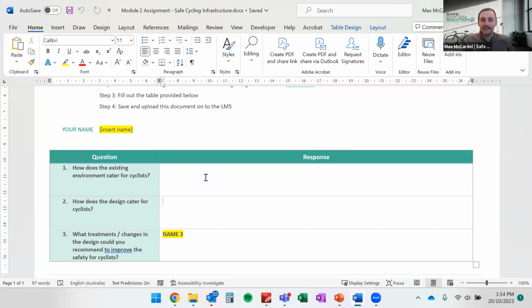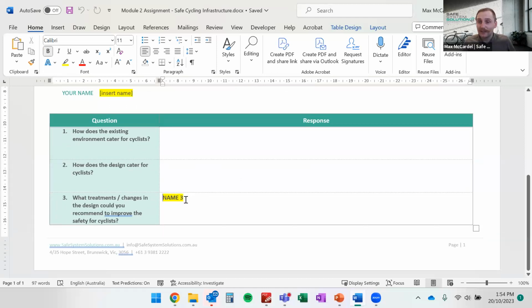The next question is, how does the design cater for cyclists? Now, what we're really looking for here is that you are using the terminology that we have been talking about in Module 1 and Module 2 today. So we're mostly scoring based on the correct jargon being used. So please make sure that you refer to those module slides and ensure that your answers match that language.